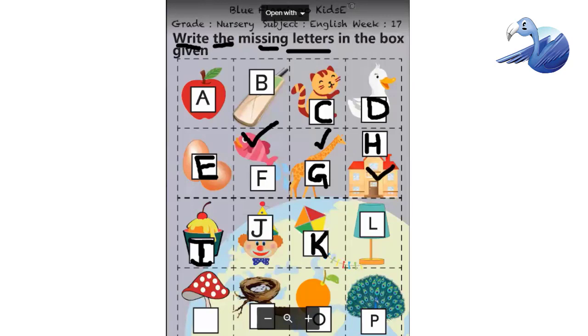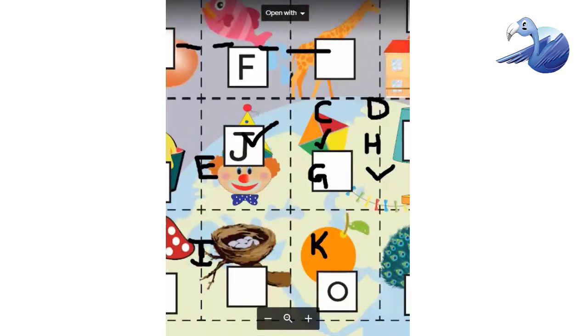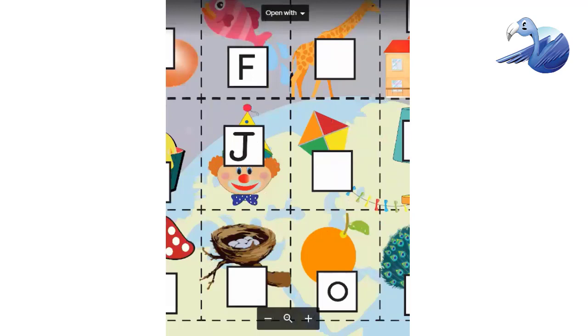K, kite. Okay. Now next is lamp. So which is already there. Now let's move to the next picture. This is mushroom. So we have to write M. Ma is the sound of M. M sound is ma.